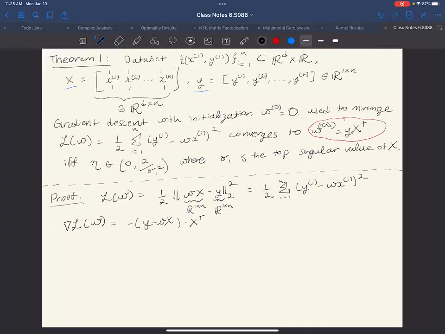So now what can we do? We can write the gradient descent update rule. What does that look like? In general, remember it was w at time t plus 1 is w at time t minus your learning rate times the gradient at time t. So let's just substitute that in. Now we get w at time t plus 1 is w at time t, the two negatives cancel out, and I get a plus eta times (y minus wt x) times x transpose.